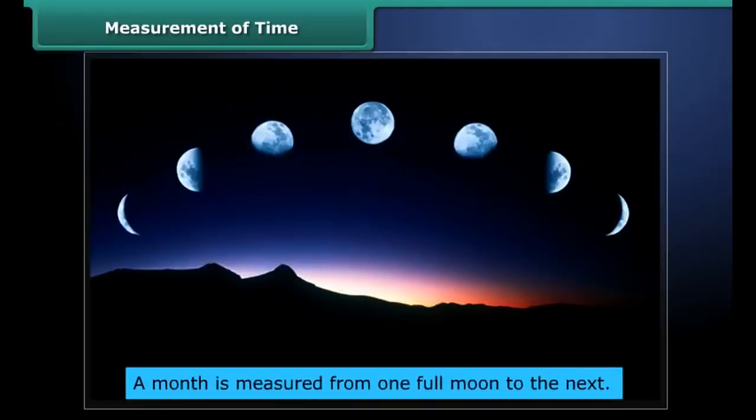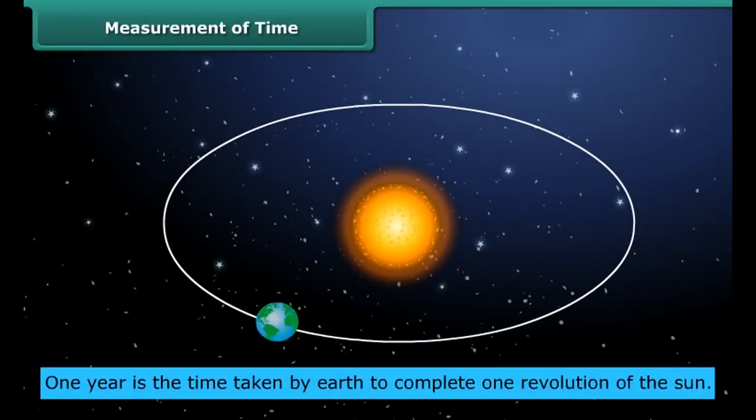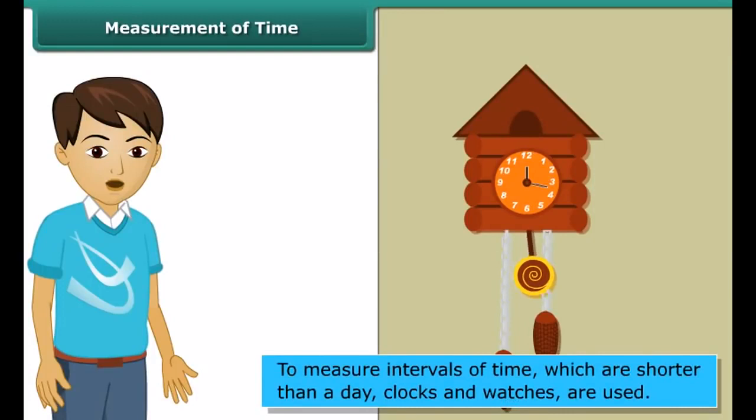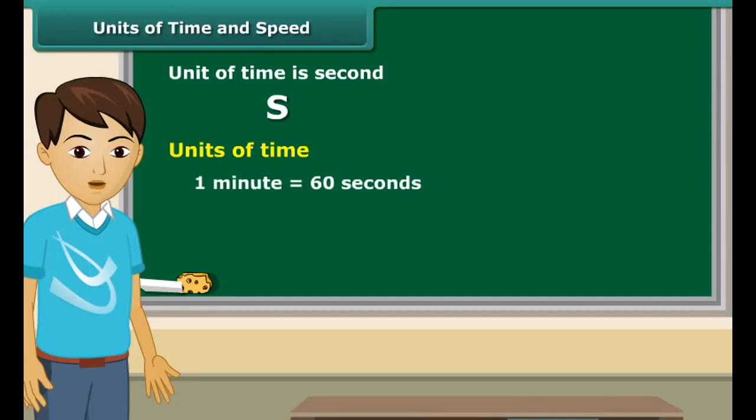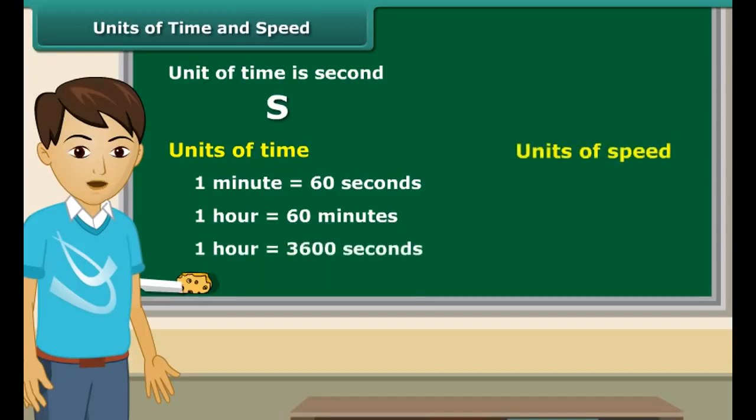Have you ever wondered how our elders could tell the approximate time of the day by just looking at the shadows? Many events in nature repeat themselves after definite intervals of time. For example, the sun rises every day in the morning. The time between one sunrise and the next is called a day. Similarly, a month is measured from one full moon to the next. 1 year is the time taken by Earth to complete one revolution of the sun. To measure intervals of time which are shorter than a day, we use clocks and watches.